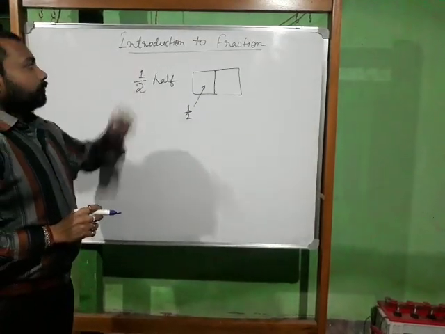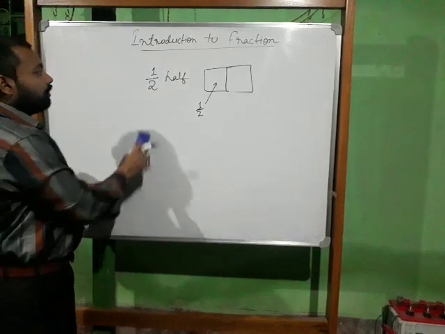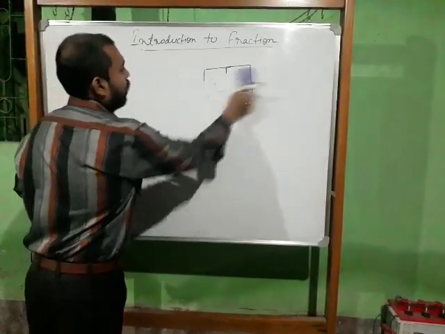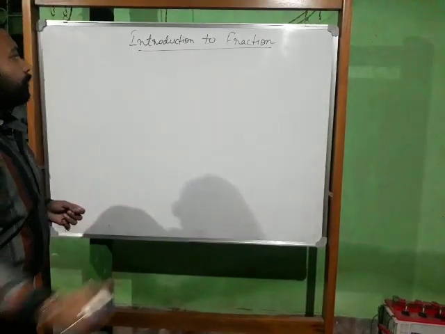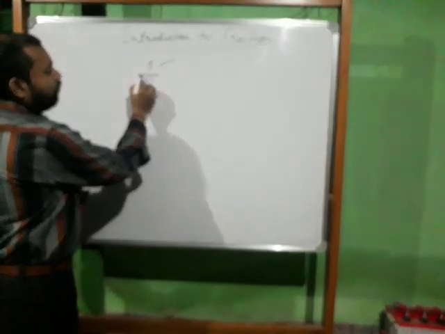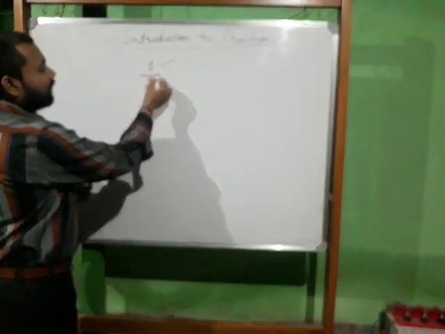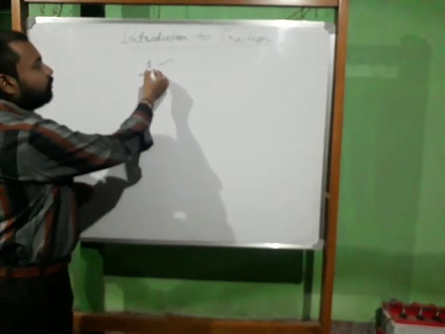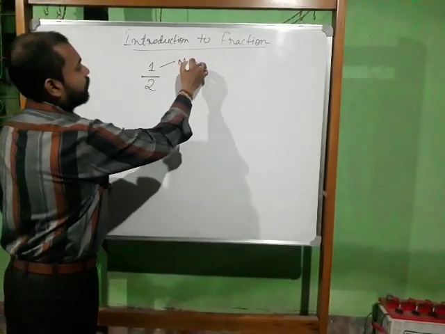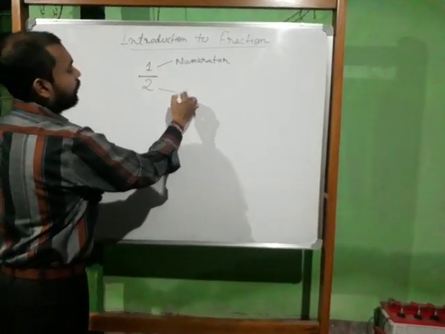Now in fraction, we will be learning about what is proper fraction, improper fraction, mixed fraction. So let us continue the topic. Now as I say half, 1 by 2, you can observe that the fraction has two parts. Above this line, sometimes we say by, the upper part is called numerator, and the one below is known as denominator.